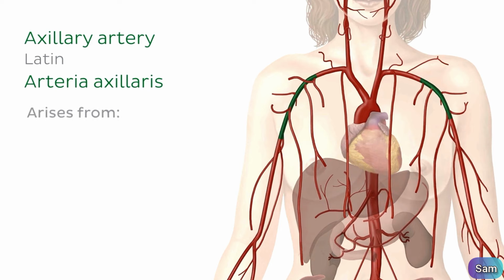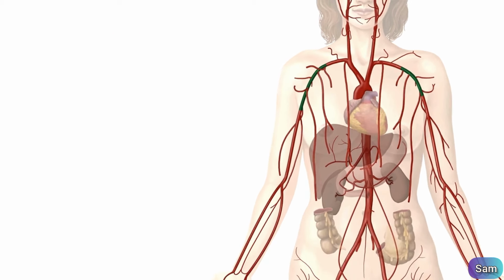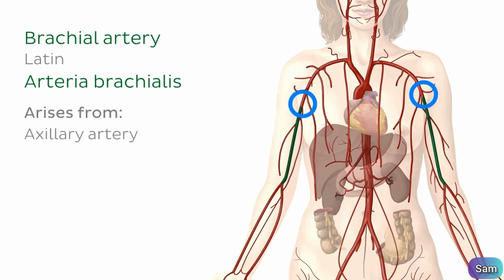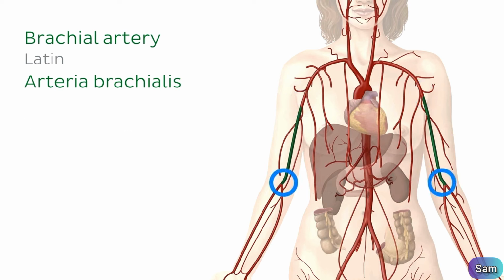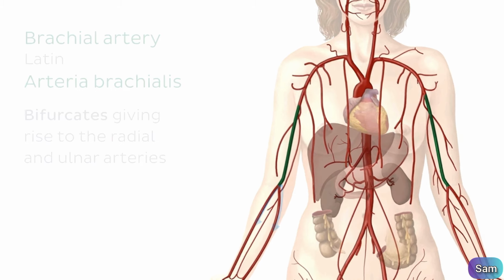The axillary artery arises as a continuation of the subclavian artery, and along its course, the axillary artery also gives off several branches, one of which is known as the brachial artery, which arises as a continuation of the axillary artery just here at the inferior border of the teres major muscle, and terminates at the elbow joint just here, where it bifurcates, giving rise to the radial and ulnar branches, which we'll talk about in the next couple of slides. It's worth noting that the brachial artery also gives off several other branches before it bifurcates, and although we won't be focusing on these in this particular tutorial, it's good to be aware of.